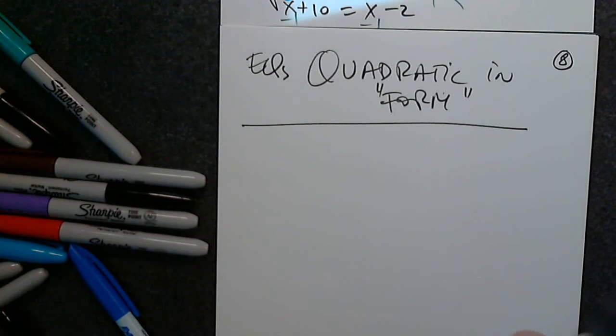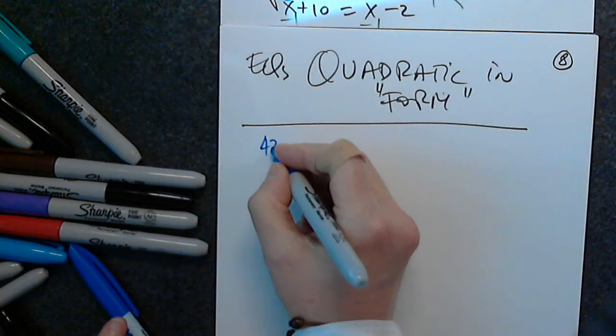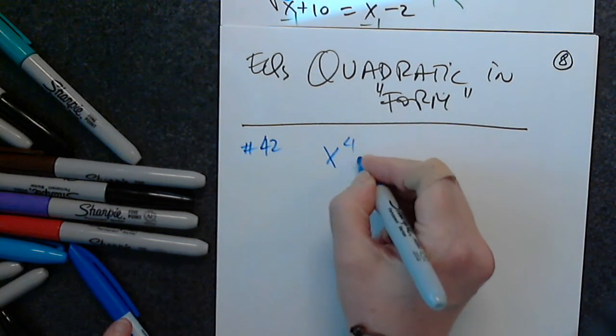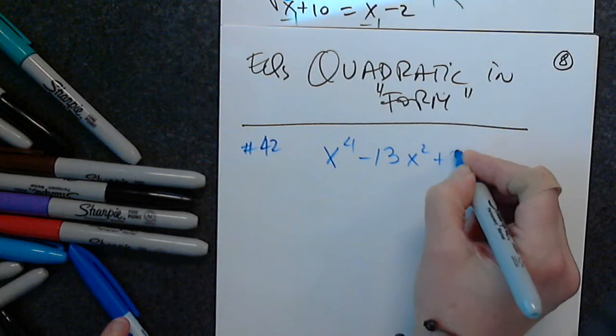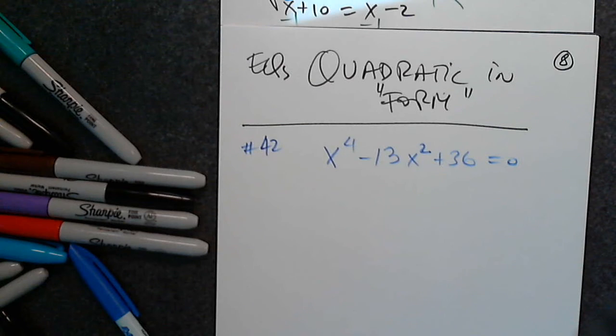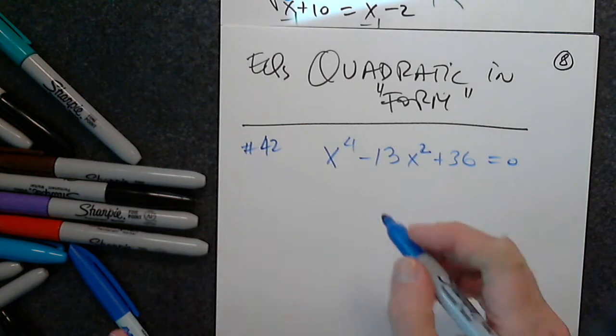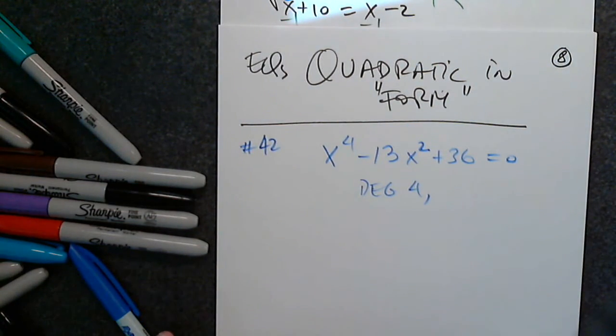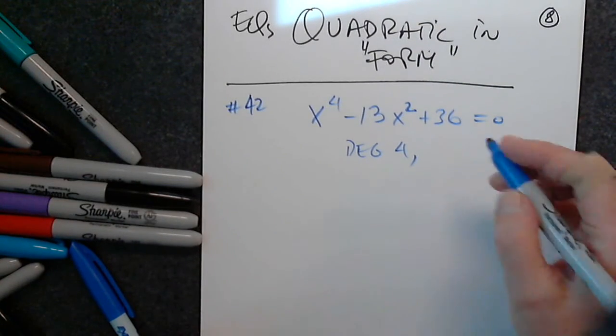Okay, so let me give an example. Let's say 42, same page. x to the 4th minus 13x squared plus 36 equals 0. And when I ask you what it is, you're going to say it's polynomial degree 4. What is that? It's polynomial degree 4, right? True. It has degree 4, which means how many solutions I have to show? 4 solutions.